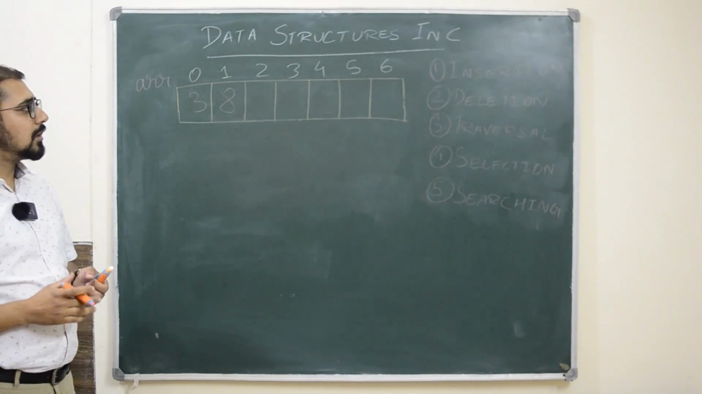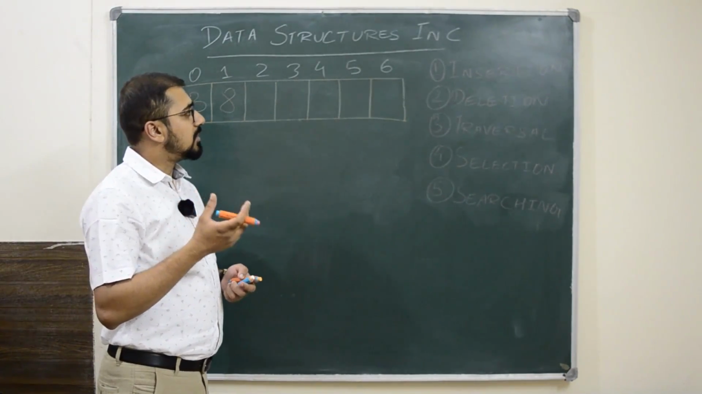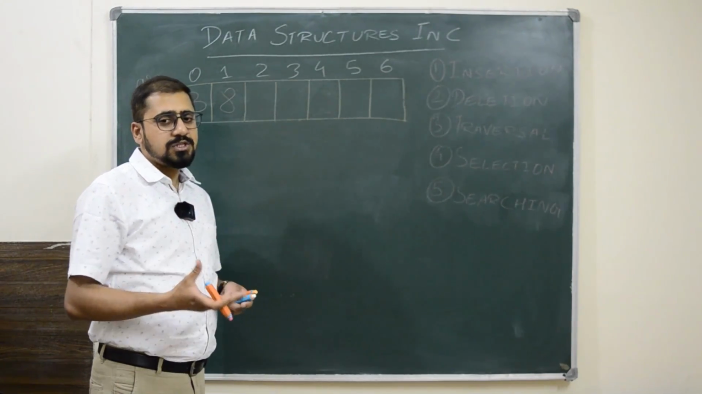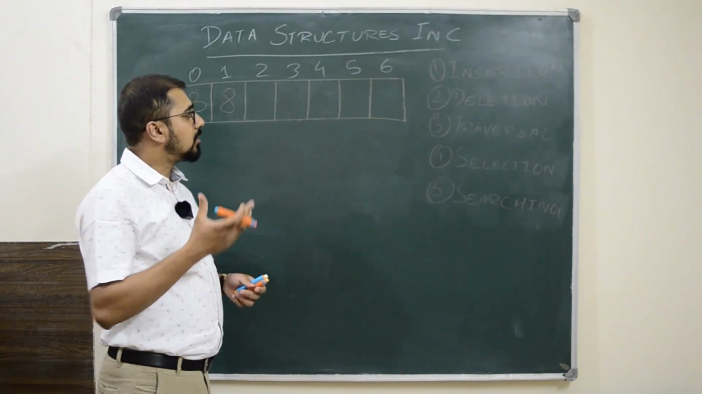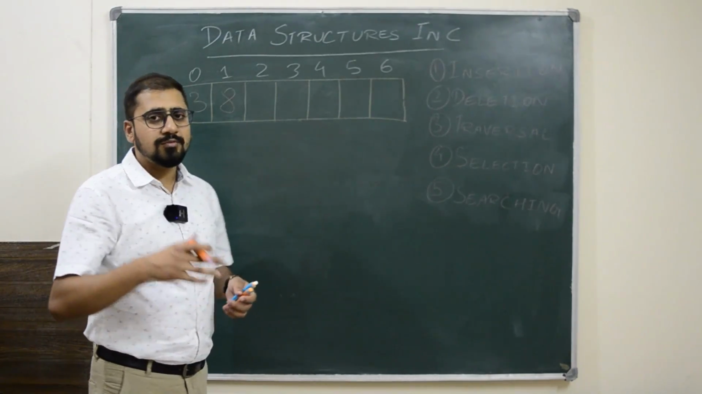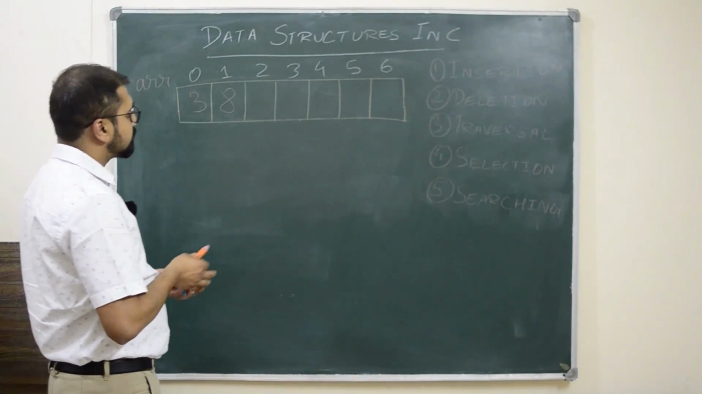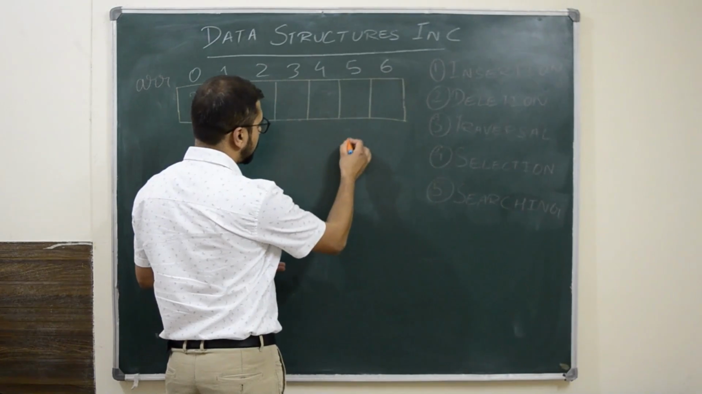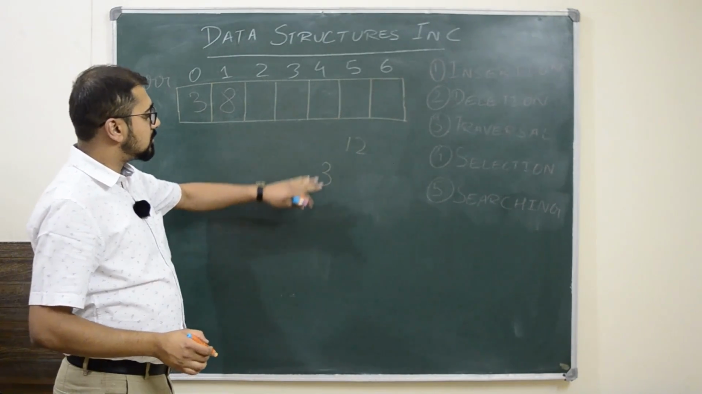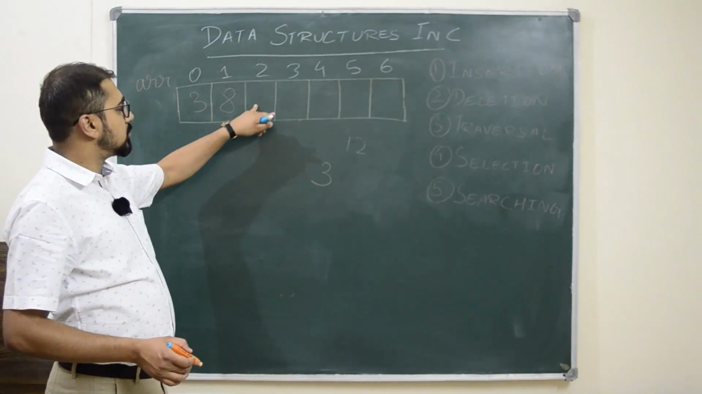Now suppose we want to ask the user for any new value which has to be inserted, along with that we have to take the position or the index. For easy understanding of the user, we will just ask the user for the position. So now let's say the user wants to enter a number, let's say 12 at the position 3. So this value 12 has to be inserted at the third position here.